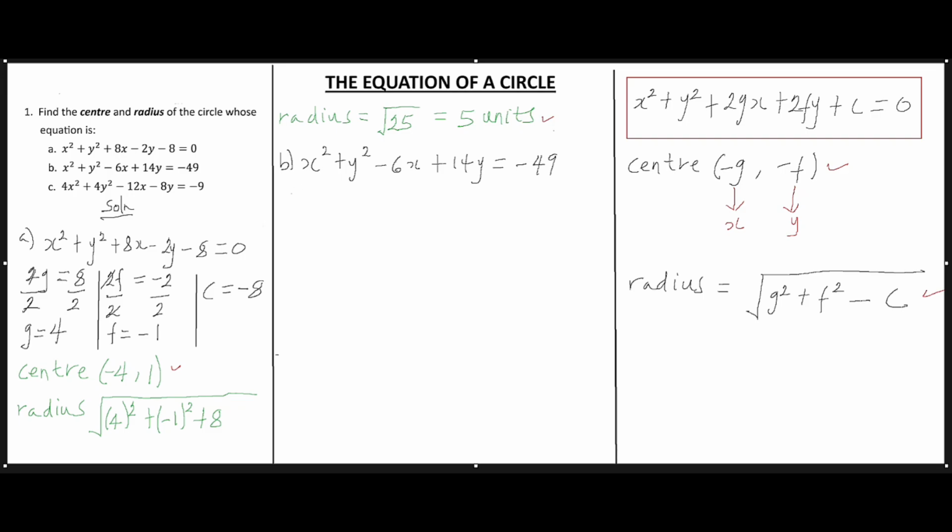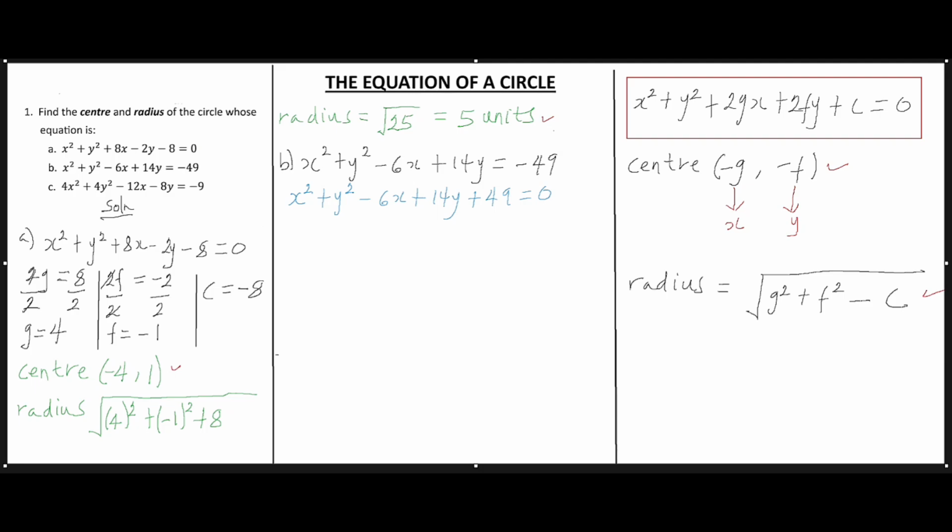So we have x squared plus y squared minus 6x plus 14y. Then we send minus 49 to the left. It becomes plus 49, and this must be equal to 0. So now again, all is set. We have our x squared term, our y squared term, we have a term for x, a term for y, we have our constant, and everything is set to 0. So with this, we can solve for g, f, and then c.